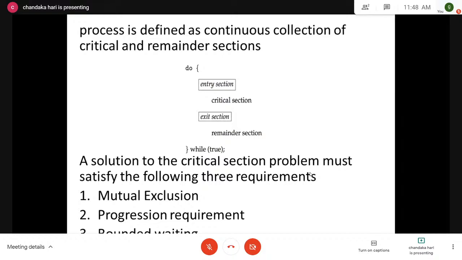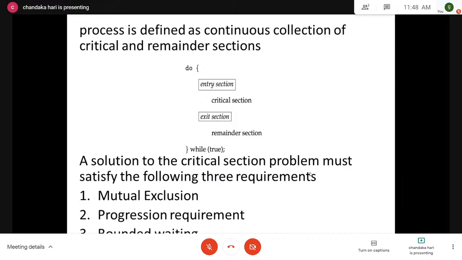Do, while true. This is the do. Entry section: first of all, obtain the locks on the common data items. Then you are allowed to continue to the critical section. Once your execution is complete, you need to return all the resources. That is, the releasing of locks is going to be called the exit section. And this is the reminder section.